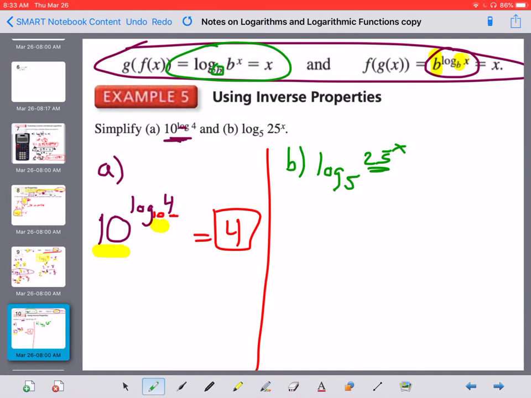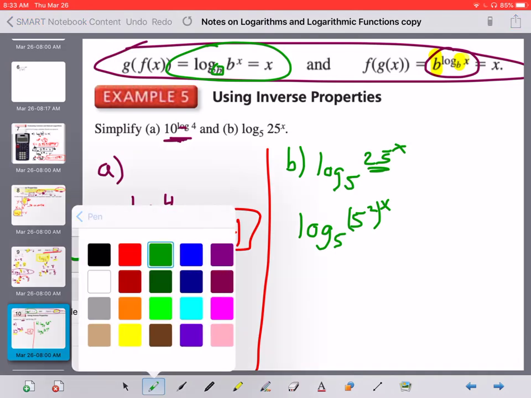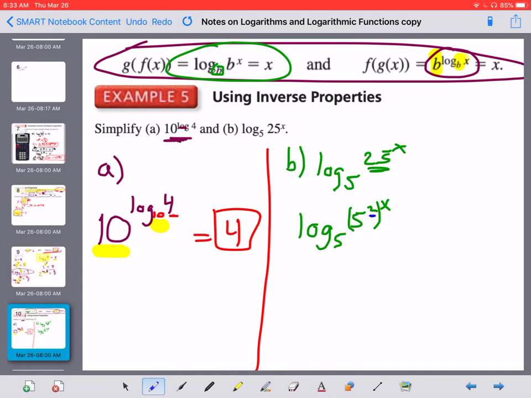Well, what could you represent 25 as to make a 5 involved? 5 squared. So we could rewrite this as log base 5 of 5 to the second, and then that is raised to the x power. Now, if you remember, when you raise a power to a power, what do you do with exponents? And by power to a power, just to be clear, I'm talking about that 2 and that x. Log base 5 of 5 to the 2x.